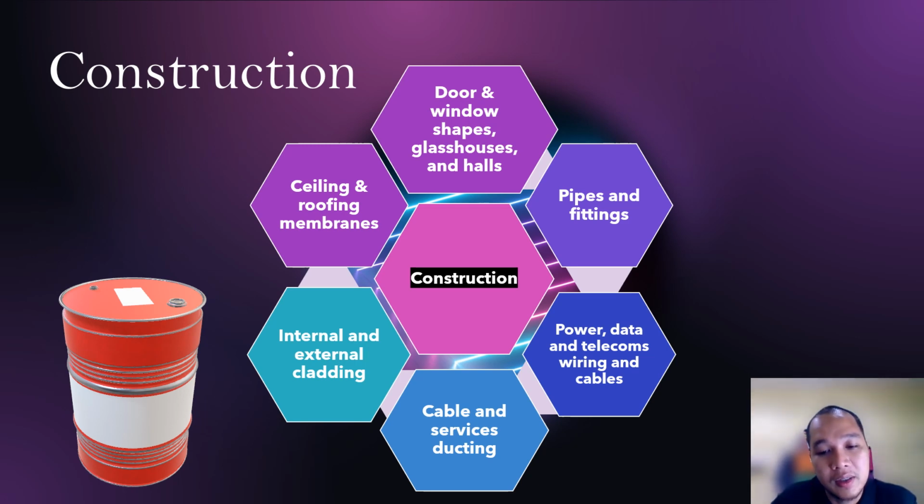Typical examples of PVC construction products include door and window frames, greenhouses and halls, pipes and fittings, power, data and telecoms wiring and cables, cable and service ducting, internal and external cladding, ceiling and roofing membranes.